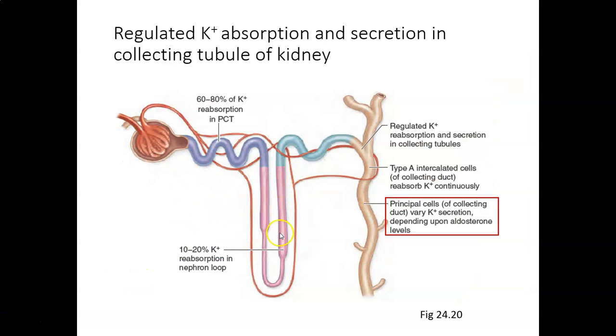This looks familiar again, right? If we look at where the potassium gets reabsorbed, again, 60 to 80% of it happens in the PCT, and about 10 to 20% in the nephron loop. Then the last part, the regulated reabsorption and the secretion, always happens in the collecting tubules and the most distal part, through these principal cells, depending on the aldosterone level.